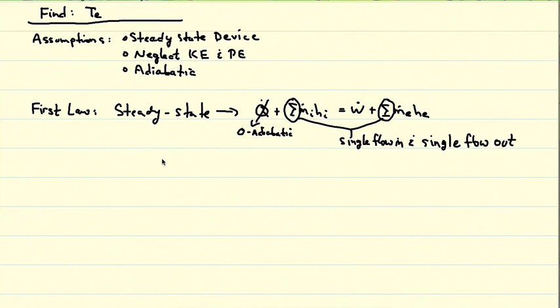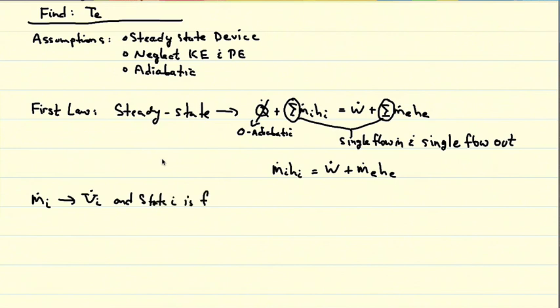So with those two pieces of information, adiabatic and single flow in, single flow out, our first law then takes the form of the following. We can say that m dot I HI is equal to W dot plus m dot E HE. Okay, so let's take a look at this and see what it can tell us. We know our inlet volumetric flow rate, so we can find m dot I. So m dot I can be found by knowing our inlet volumetric flow rate, V dot I, and the fact that state I is fixed.